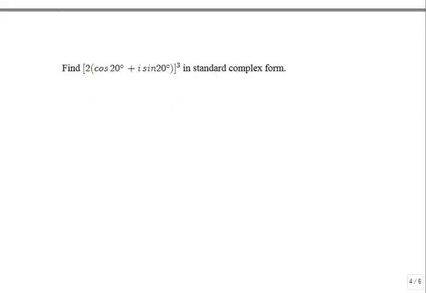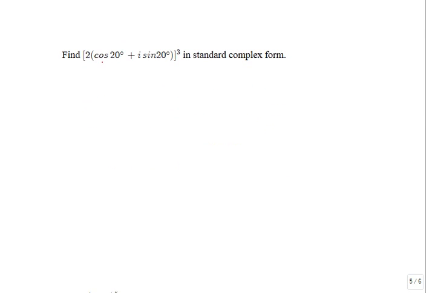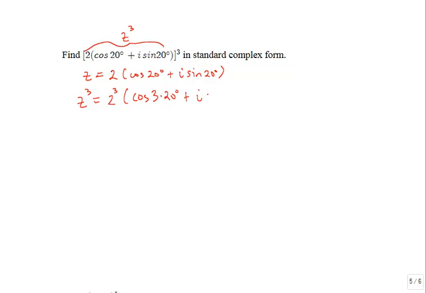So for example, let's find 2 cosine 20 degrees plus I sine 20 degrees, all raised to the 3rd power. So here, what we're really trying to find is, this is our z, and we're really trying to find z cubed. So if z is 2 cosine 20 degrees plus I sine 20 degrees, then according to de Moivre's theorem, z cubed should be 2 cubed, parentheses, cosine of 3 times 20 degrees, plus I sine 3 times 20 degrees.